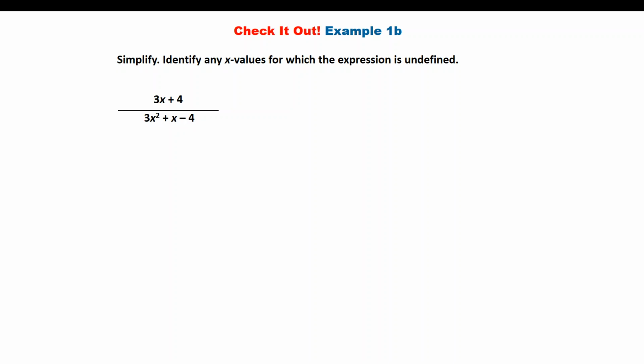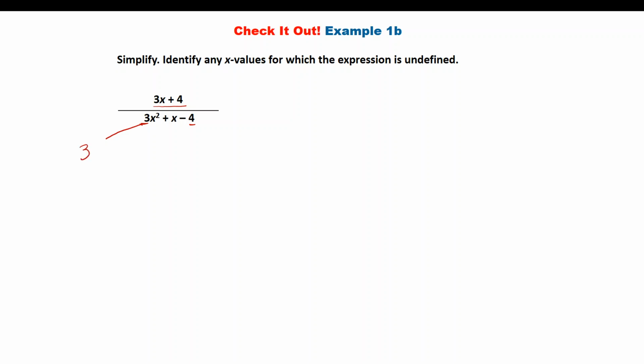Okay, in this one we're asked to simplify. So the first thing we're going to do is take a look at our numerator, 3x plus 4, and I see that there's nothing else I can do to simplify that. I can't factor anything else out of it. But I can factor something in the denominator. And unfortunately, I have a 3 as my lead coefficient, which is not 1. So I'm going to have to do my factoring a little bit different.